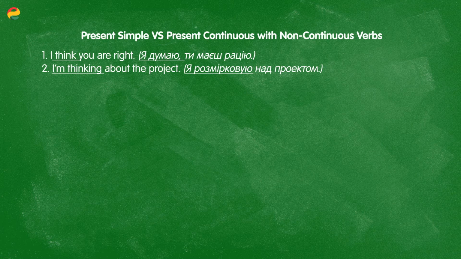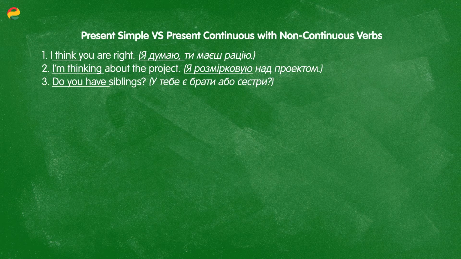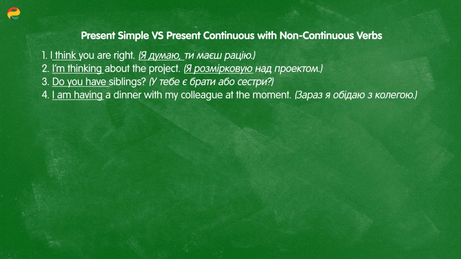Or I can say, do you have siblings? And I am having dinner with my colleague at the moment. Here, have is okay to use in its continuous form when you are using it in a phrase. For example, I am having dinner, I am having a good time. This is okay. Or the next example, food tastes delicious, and Mom is tasting the food right now to see if it's salty enough.